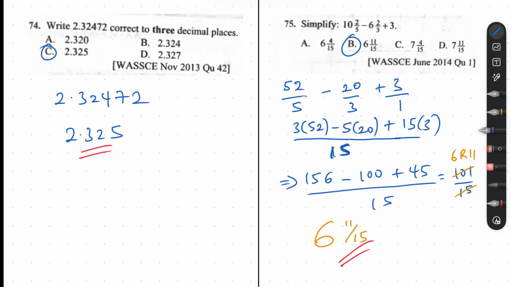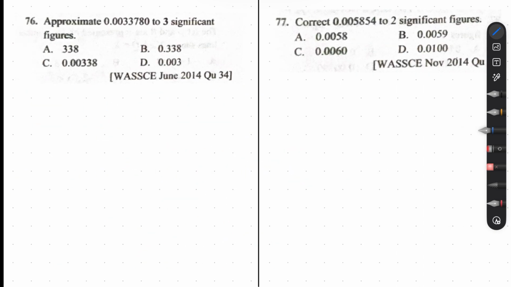Cool. Now let's move on to question number 76. It says approximate this expression to 3 significant figures. So you just need to write it down. 0.0033778. Cool. Now look at how many significant figures? 3 significant figures. So we start counting from the first significant figure, which is right here. So we have 1, 2, 3. So we pause right here.